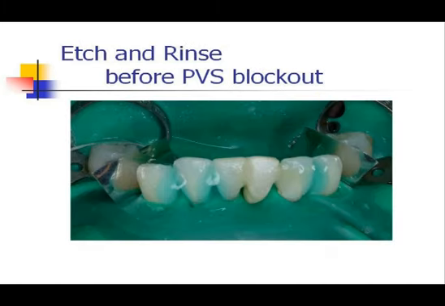I now go in and I'll etch all my interproximal areas. I'm treating this like a periodontal splint at this point. I'm going to etch for 15 to 30 seconds on the facial and lingual. I'm going to rinse all the etchant off the teeth and dry it off before I place my polyvinyl siloxane blockout, my anatomic blockout.